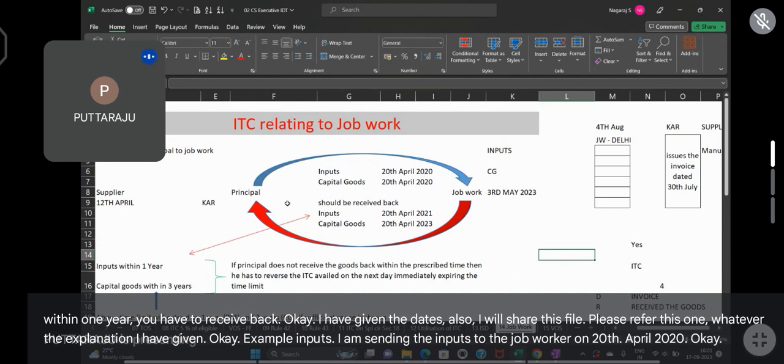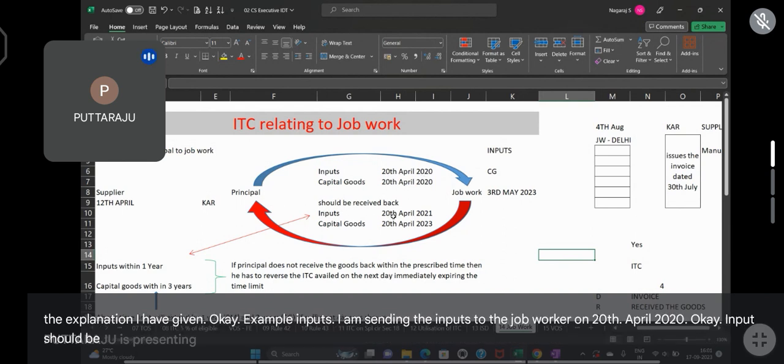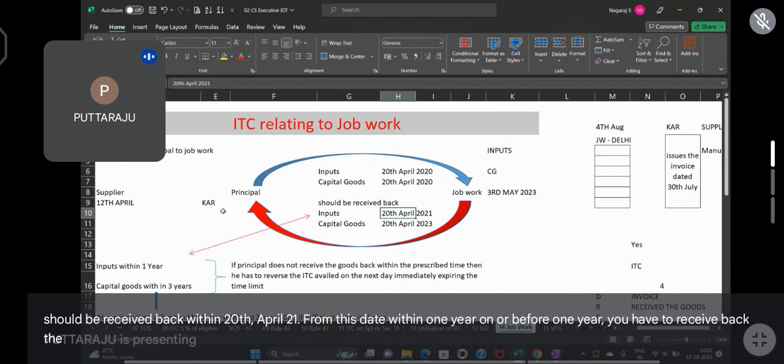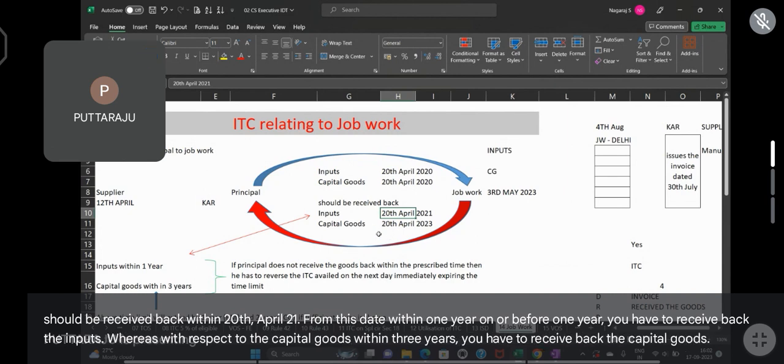Okay, input should be received back within 20th April 21. From this date, within 1 year, on or before 1 year, you have to receive back the inputs. Whereas with respect to the capital goods, within 3 years, you have to receive back the capital goods.